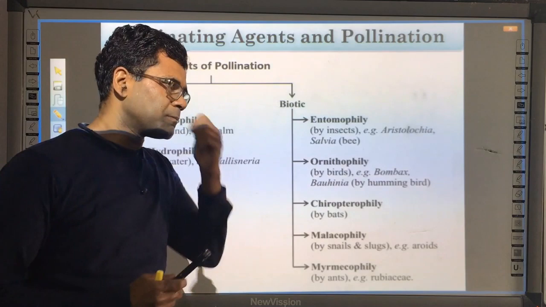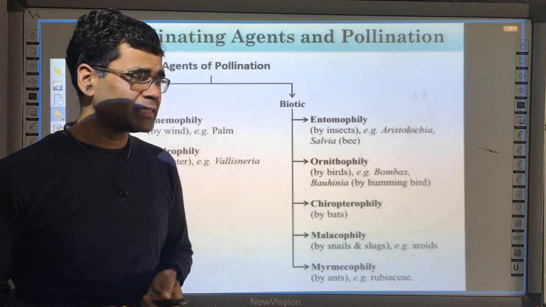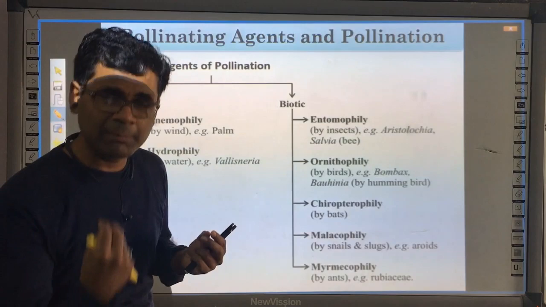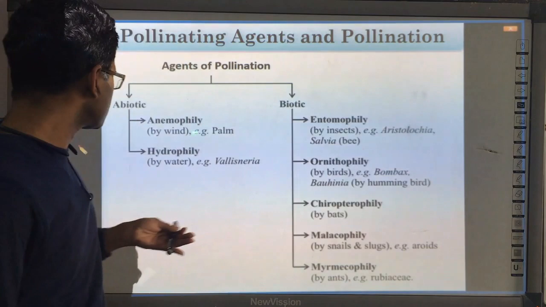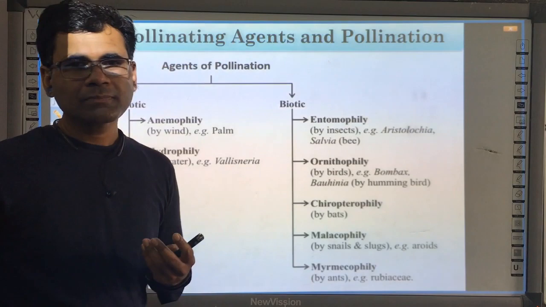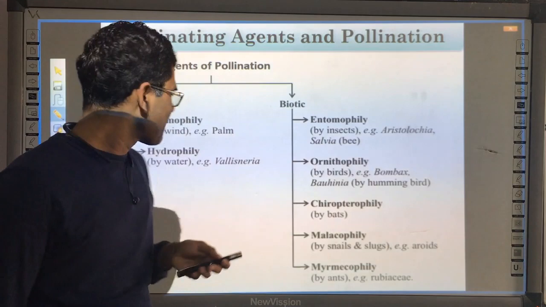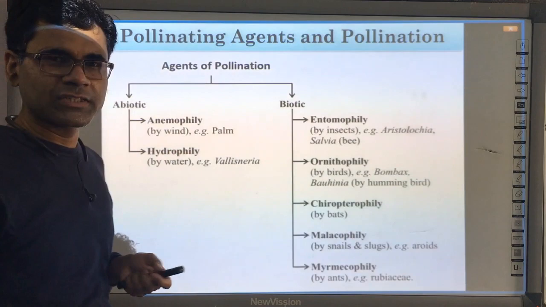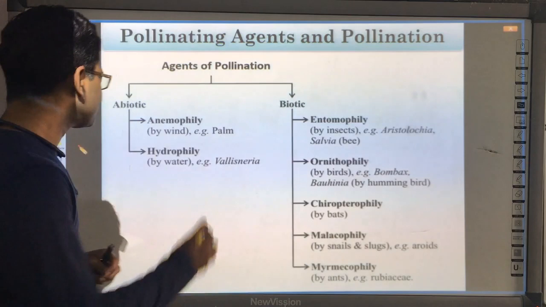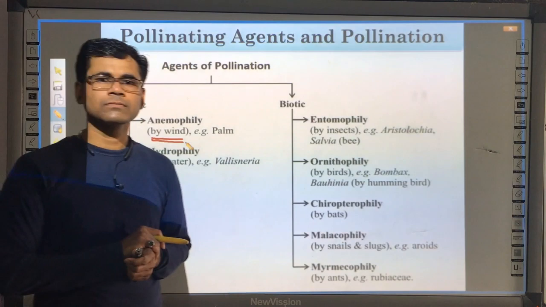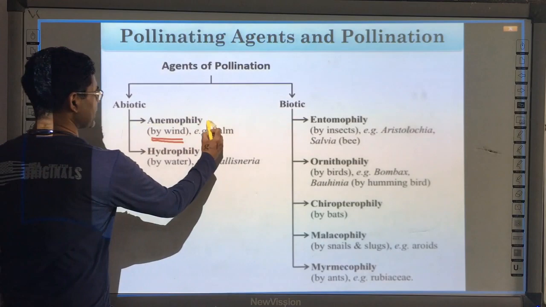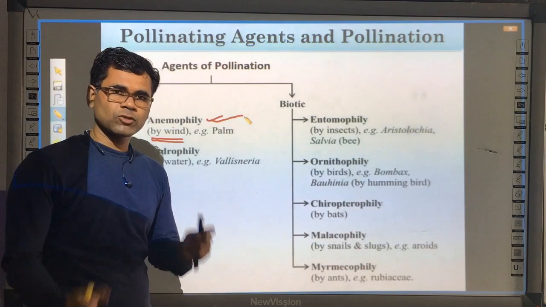These agents may be biotic, that is, living organisms which are responsible for carrying the pollen grain from one flower to another, or they may be abiotic, that is, non-living materials which are responsible for transferring pollen grains. In the abiotic category, again there are two important pollinating agents. The first one is wind. If pollination takes place by wind, it is called anemophily. Pollination by wind is called anemophily.